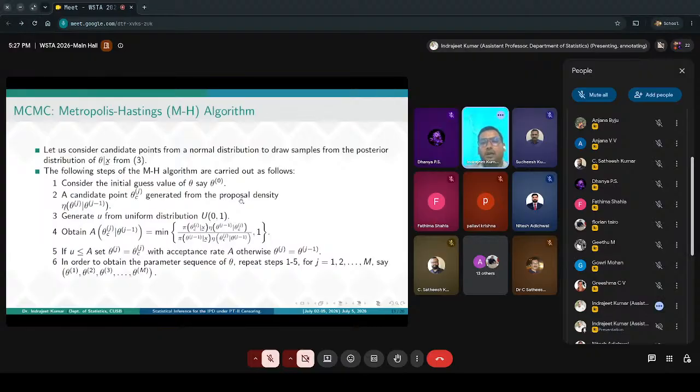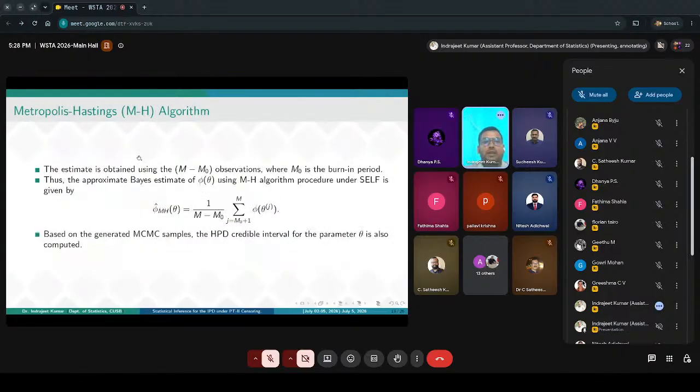the candidate point from the proposal density, and we have taken the minimum of this value, and we have finally generated m number of sequence. Then, under a squared error loss function, the Bayes estimate of theta is given by this one. We also computed the HPD credible interval for theta with the help of the generated sample.